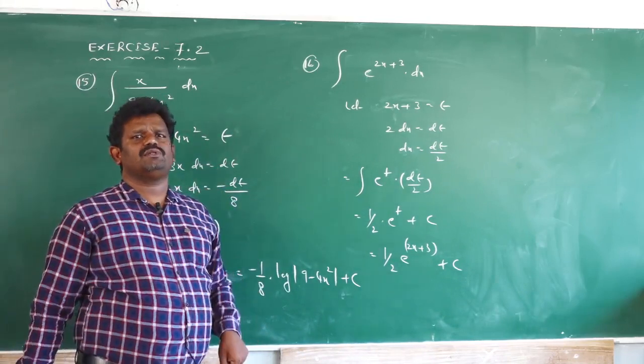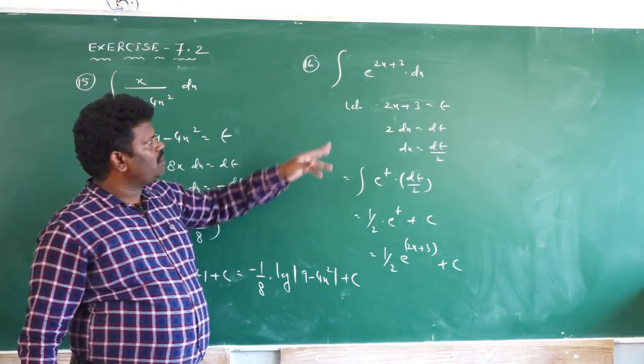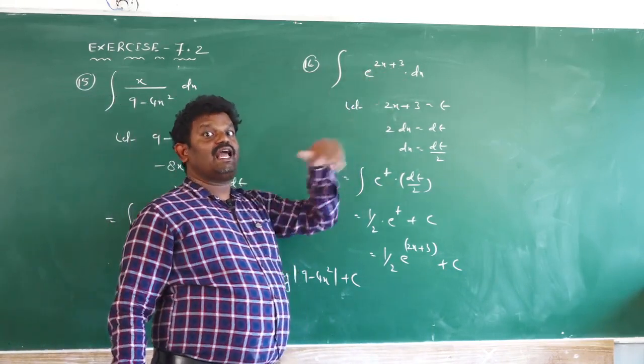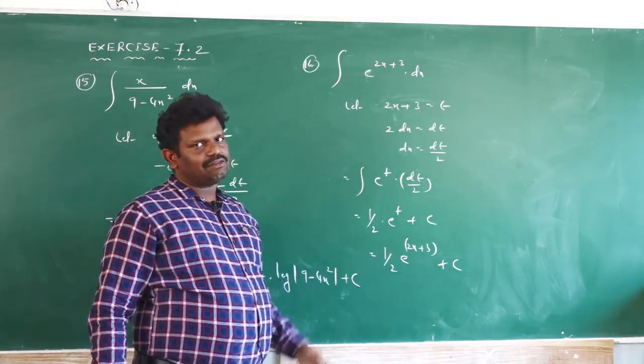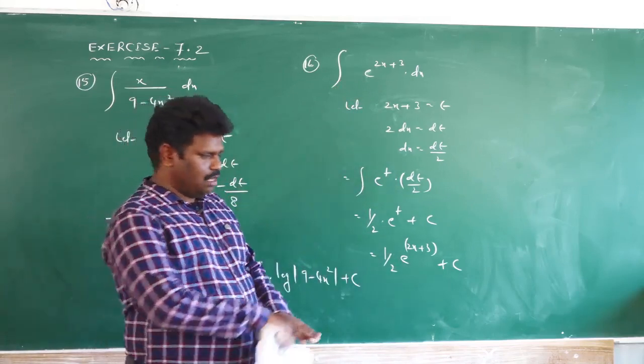Integral e power x dx is equal to e power x. Directly we write e power 2x plus 3, and again the derivative of 2x plus 3, which is 2, is written in the denominator. Then directly also you get the answer. Okay? Right. Next one, Sima.